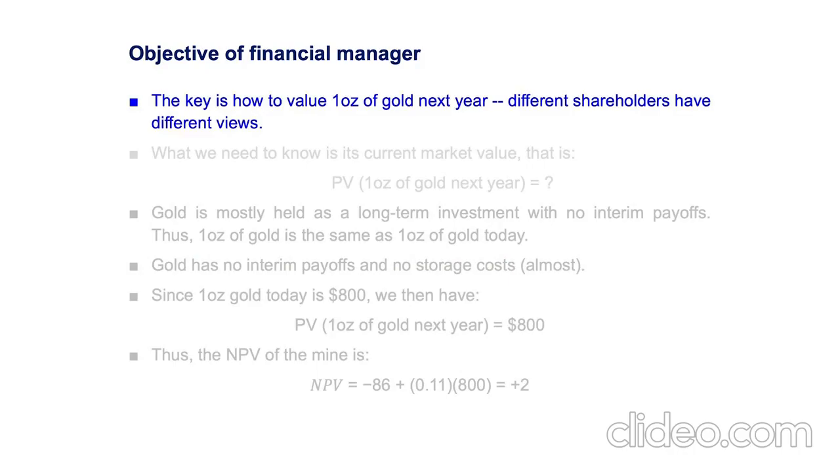Instead of going down further on these paths, let's take a step back and think it over. The key issue here is how to value 1 ounce of gold next year. Different shareholders have different views. Don't blame them. If the same question was put to us, most likely we won't agree. But wait a minute. All we need to know is not the price of gold next year, but the present value of 1 ounce of gold in 1 year, but today.